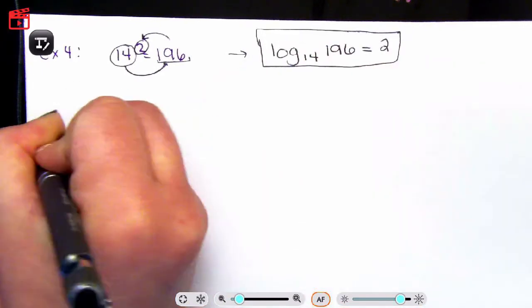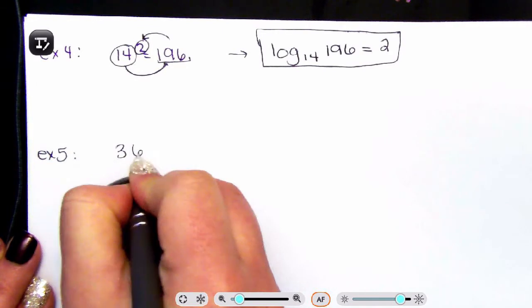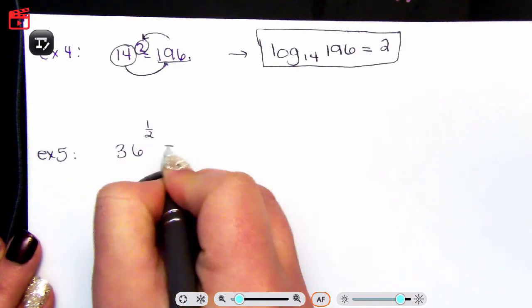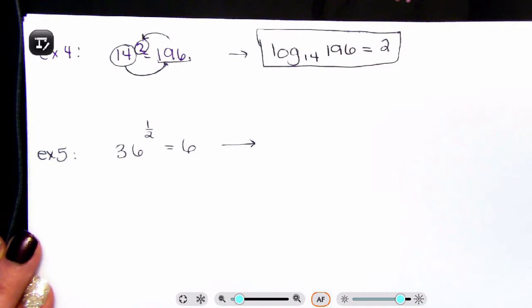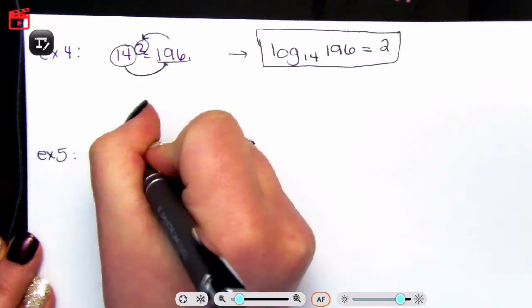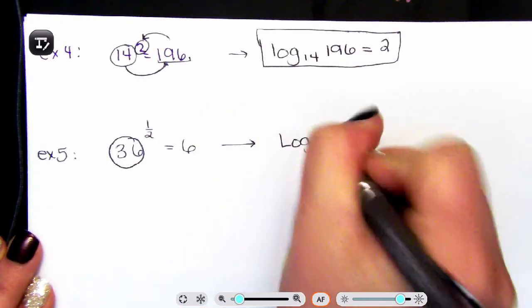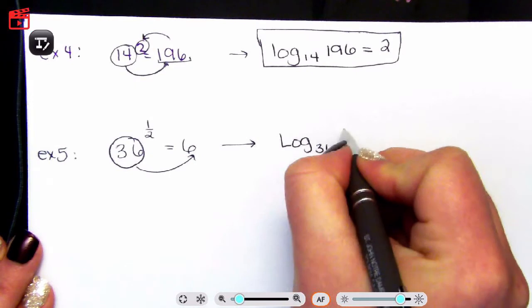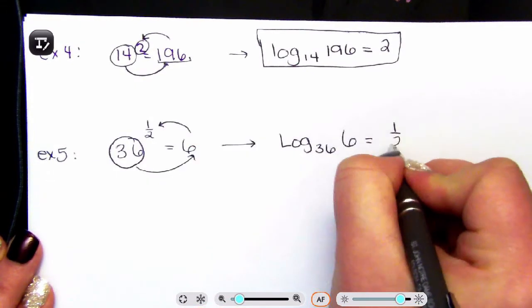Do one more example, example 5. Let's do 36 to the 1/2 power is equal to 6. How do I rewrite that in terms of logarithmic form? My base is 36, so log base 36 of 6 is equal to my exponent, which is 1/2.